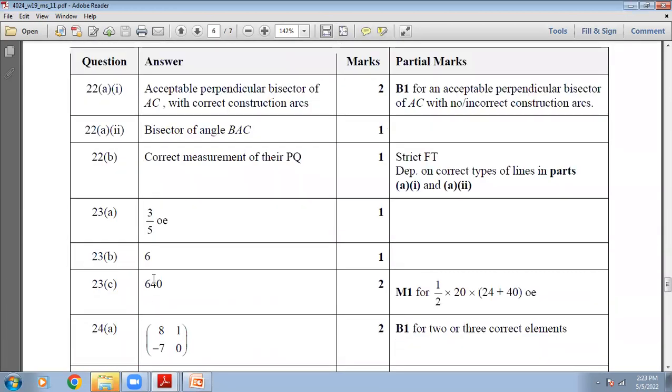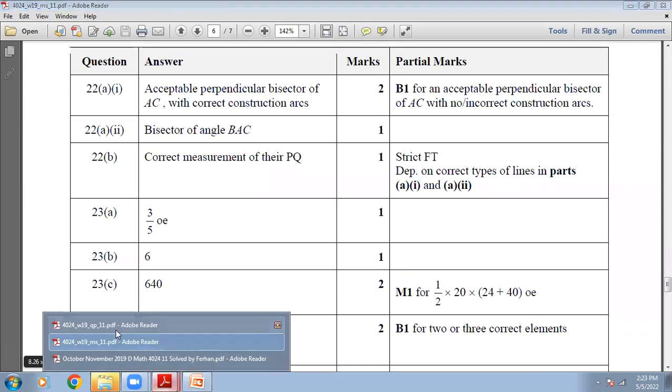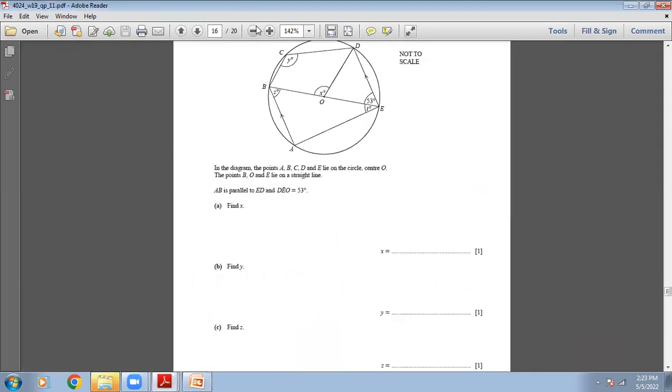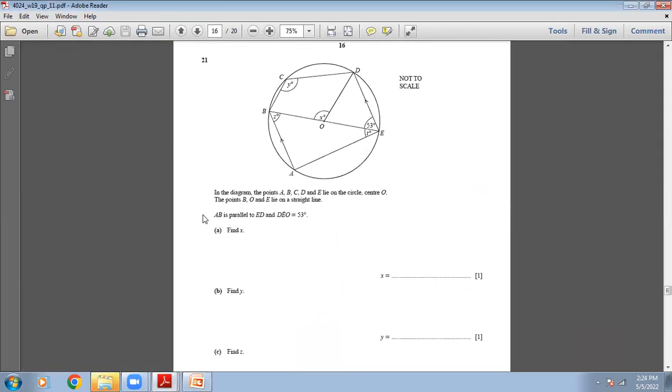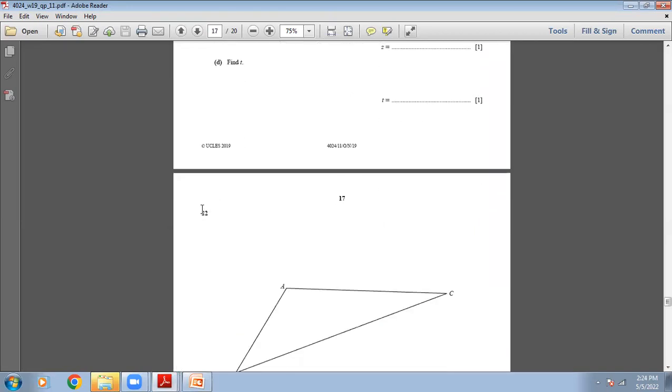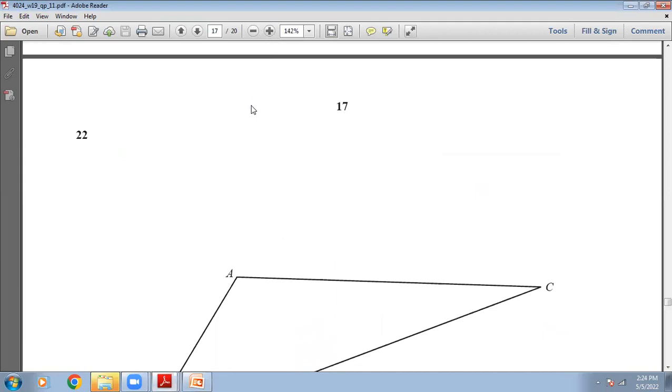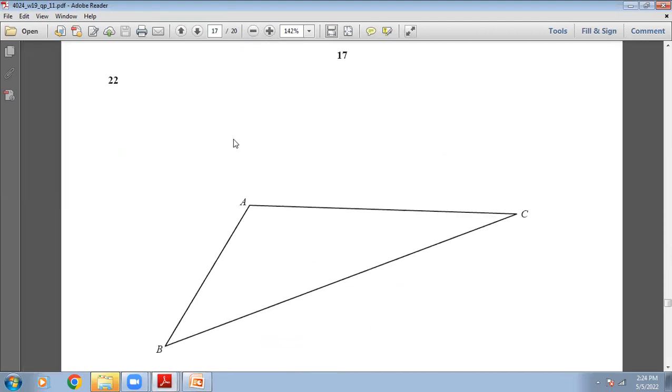I hope you understand this circle property, and I also hope that you have a hard copy of this paper with you. And that was the question which we have completed. Okay, that was a good question. Okay, the next question coming up on your screen. It's the question on the locus.